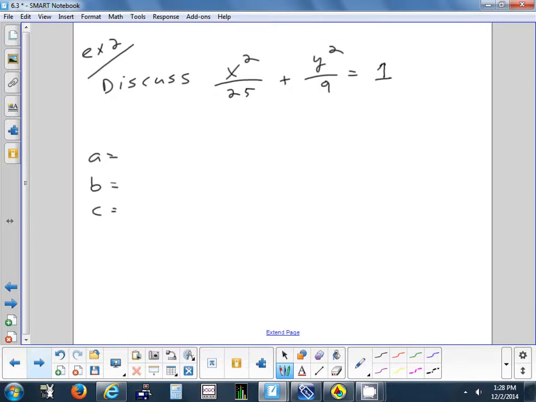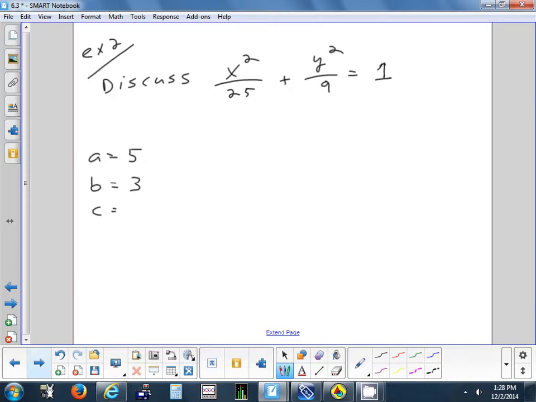Yep, A is 5. How about B? 3, good. A squared is under... the bigger number is always A squared. So if that's A squared, think about the square root. That's how you get 5 and 3.